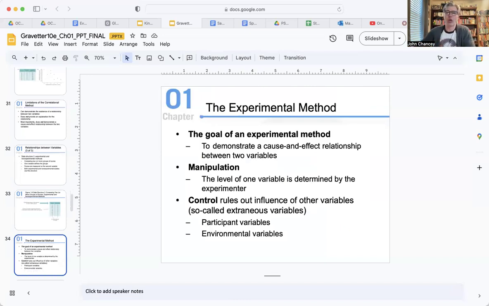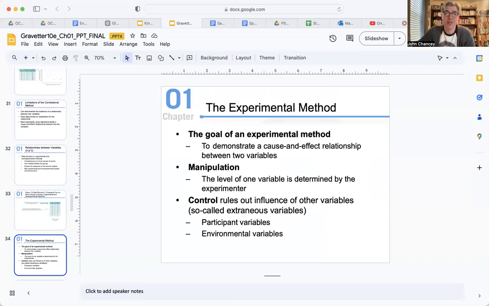Experimental method is the go-to in terms of research because it does allow us to make those cause and effect statements. We can not only see that there's a relationship between two variables, but we can dig deeper and say, here's why this is happening. We can give a cause and effect statement.